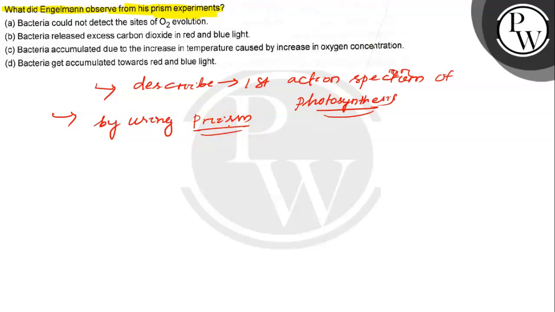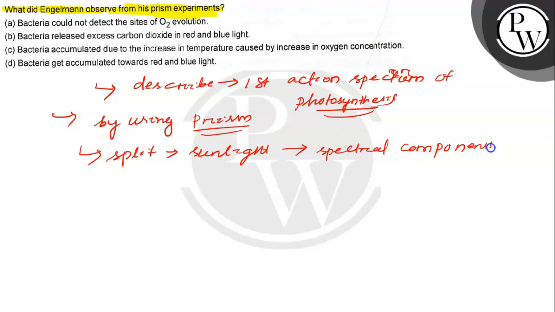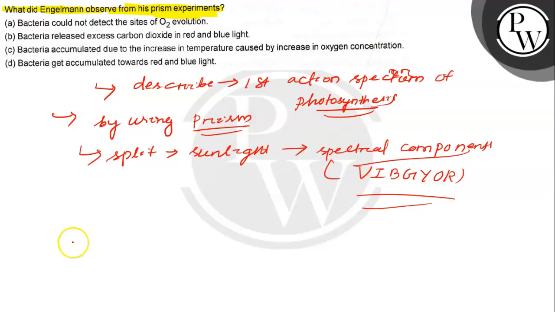He split sunlight into its spectral components. The spectral components are the VIBGYOR, 7 colors.